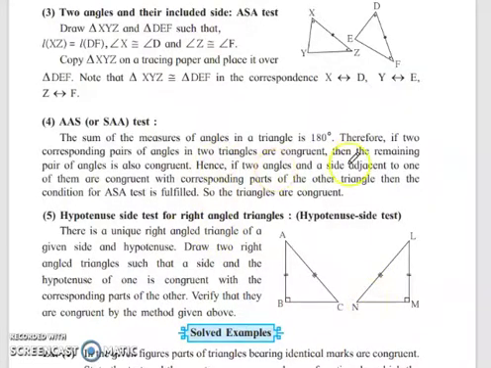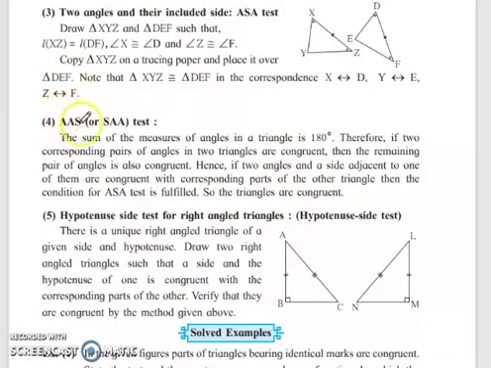If two angles and a side adjacent to one of them are congruent with corresponding parts of another triangle, then the condition for the ASA test is fulfilled. Angle, side, angle means one angle is there, then one side, and then another angle. This condition can be fulfilled, so the triangles will be congruent.